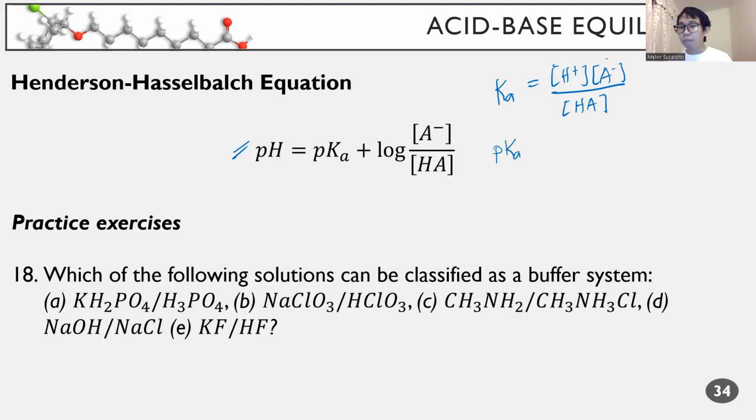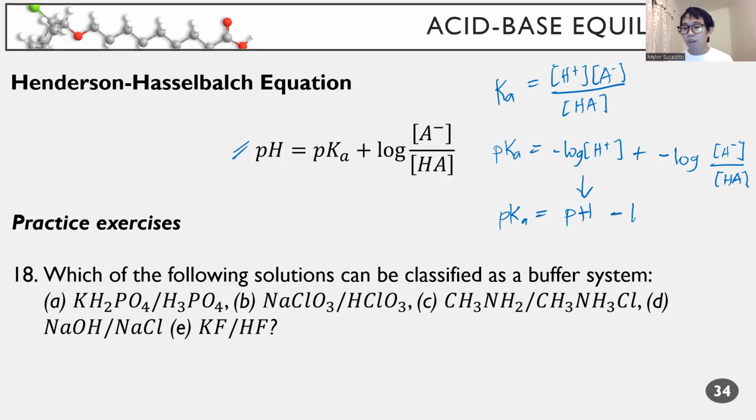And then ito, may multiplication, pwede natin siyang paghiwalayin into negative log of H plus and negative log of A minus over HA. And this term here is just equivalent to pH, right? This is equal to pKa minus logarithm of A minus over HA. Now, by rearranging, we will arrive with this equation here.